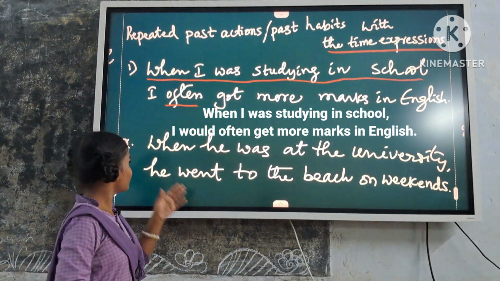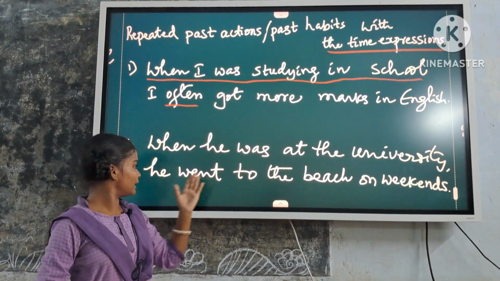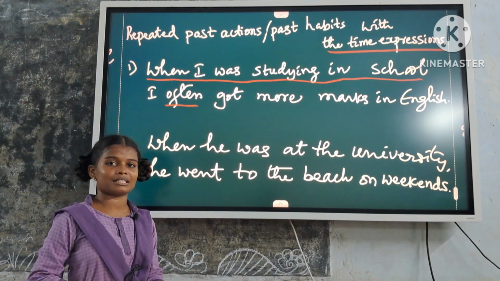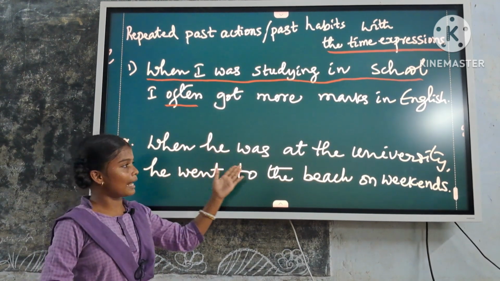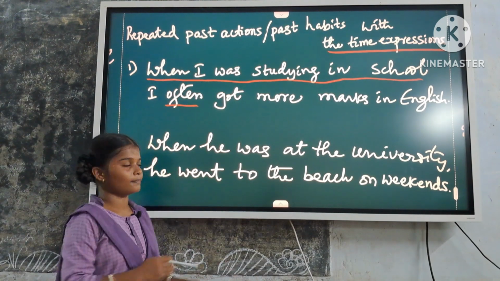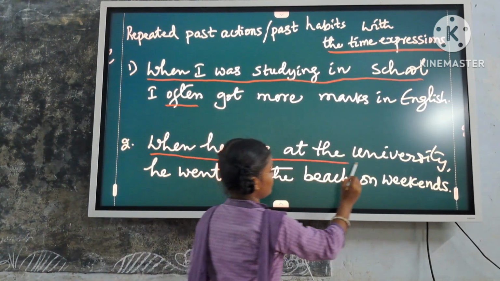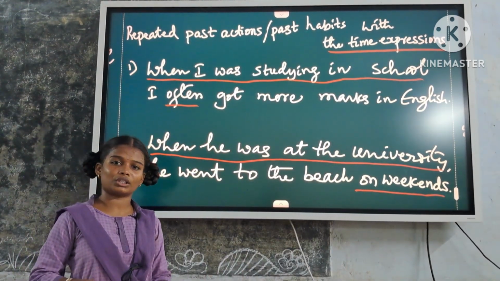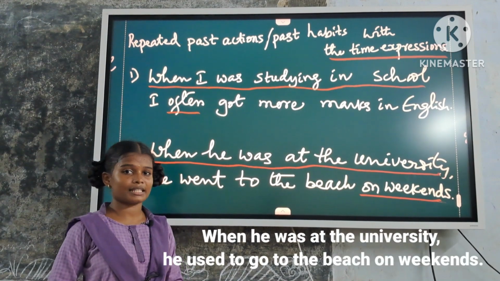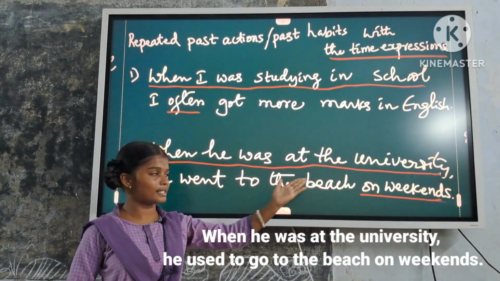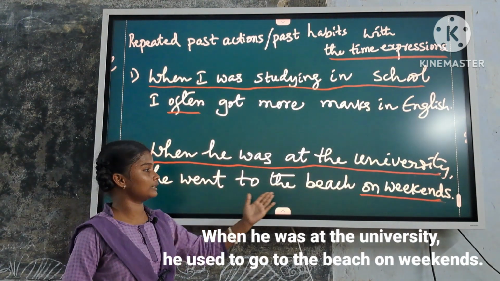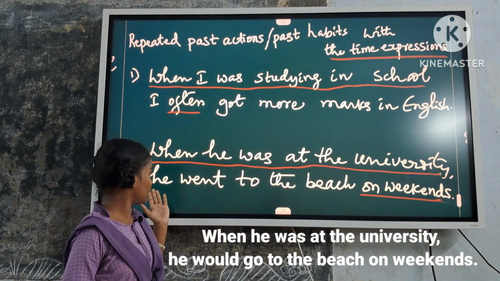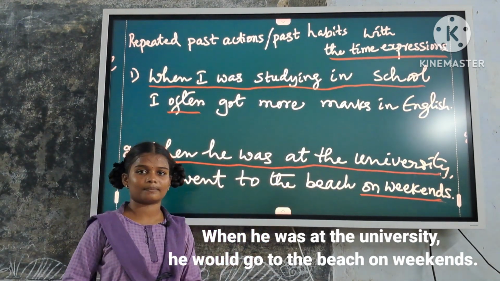Second example. When he was at the university, he went to the beach on weekends. Here, time expressions are shown by when he was at the university, on weekends. So we can use both used to and would. So the answer is, when he was at the university, he used to go to the beach on weekends. Or when he was at the university, he would go to the beach on weekends.